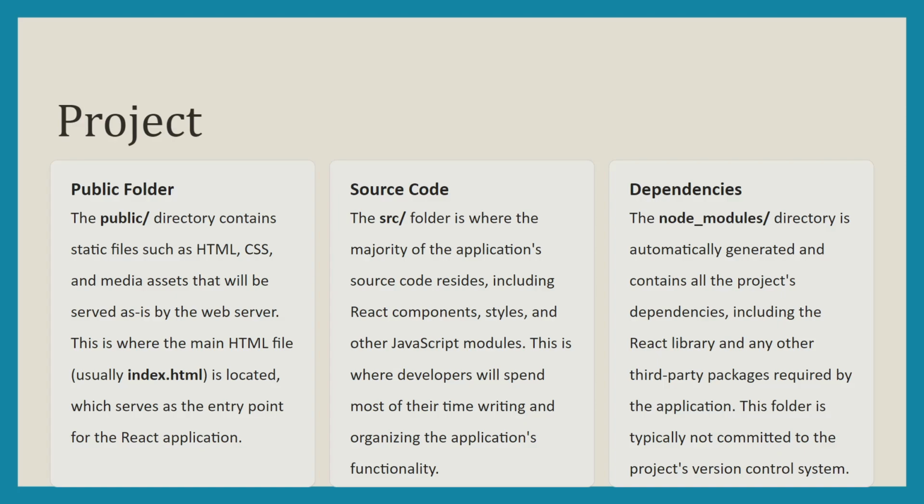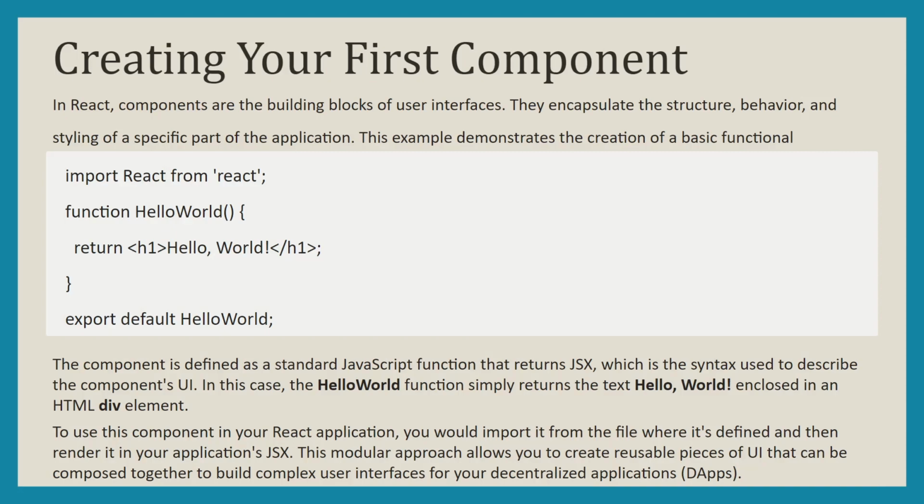The src folder is where the majority of the application source code resides, including React components, styles, and other JavaScript modules. This is where developers will spend most of their time writing and organizing the application's functionality. Finally, dependencies. The node_modules directory is automatically generated and contains all the project's dependencies, including the React library and any other third-party packages required by the application. This folder is typically not committed to the project's version control system.